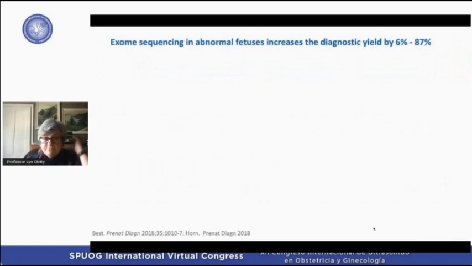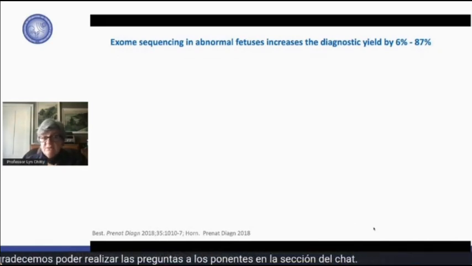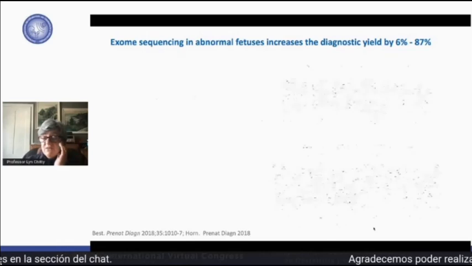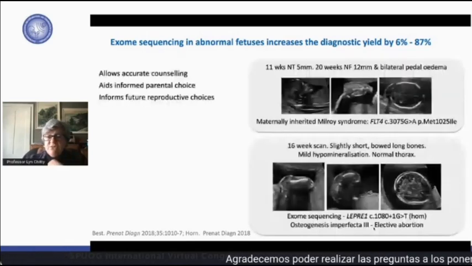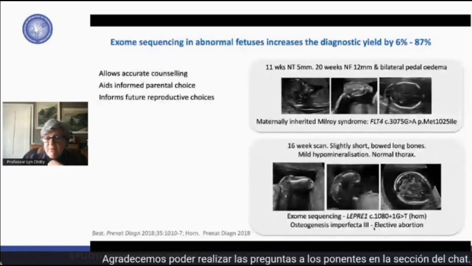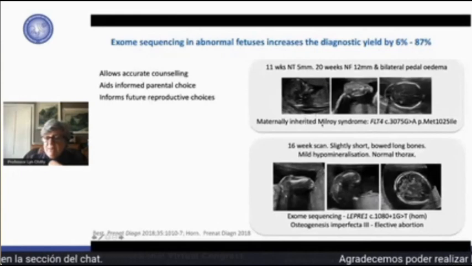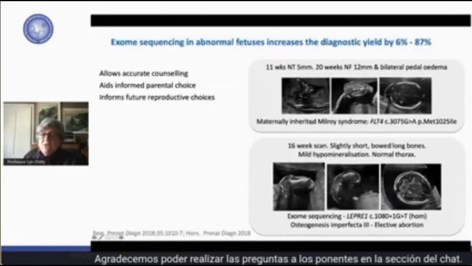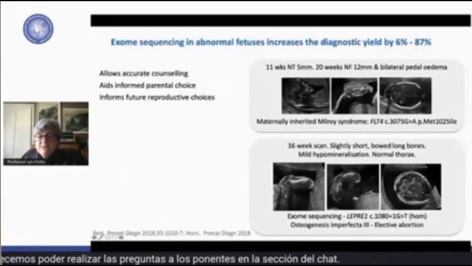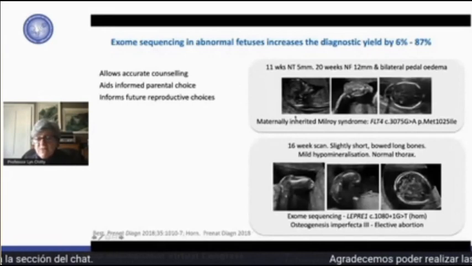So we know, and there's a review in prenatal diagnosis, and I'll circulate that to you if you like, that exome sequencing in abnormal fetuses increases the diagnostic yield by between 6 to 87%, depending on the circumstances. Here's an example of 2 cases. So here we have a baby with a big nuchal translucency who had swollen feet detected at 20 weeks and a big nuchal fold here. Sequencing showed that the baby had inherited this FLT4 mutation from mum, and this is called Milroy syndrome, which is edema of the lower limbs. And when we talked to mum in more detail, and she talked to her mother, she had this at birth. So this was very helpful here.